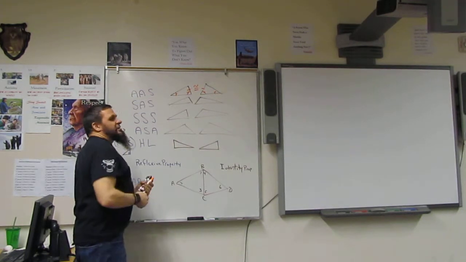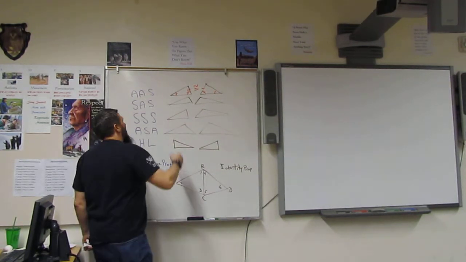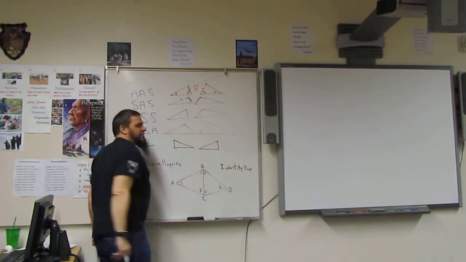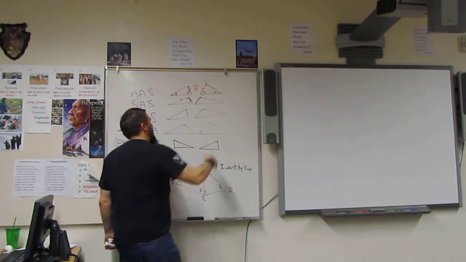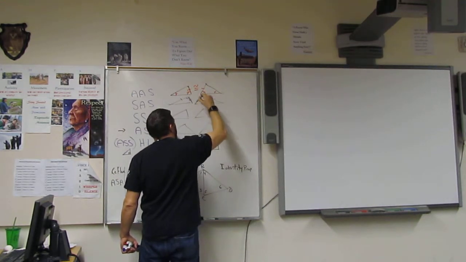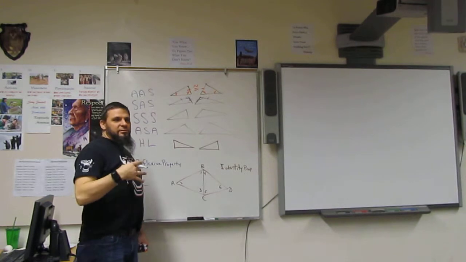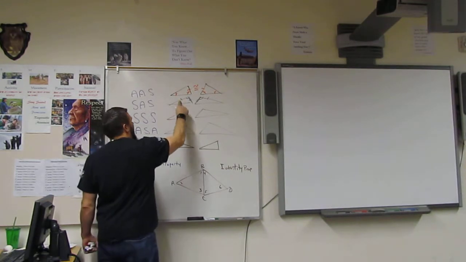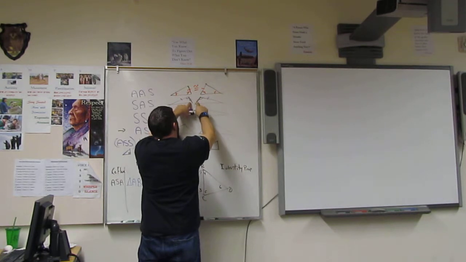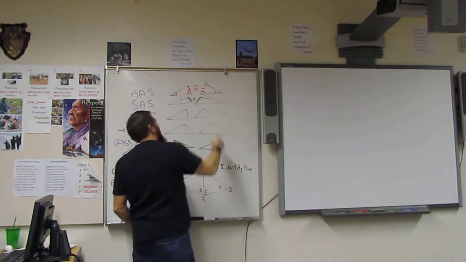Next, side, angle, side. Meaning I start with a side, then I hit an angle, and then I hit a side. Now I got to do the same thing over here. I start with a side, then I hit an angle, and then I hit a side. Side, angle, side means that these are congruent.